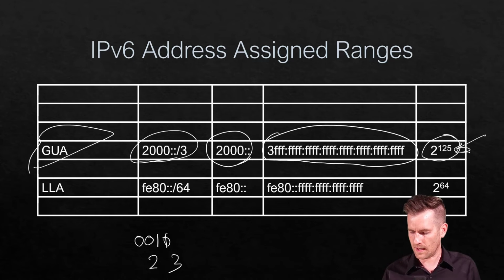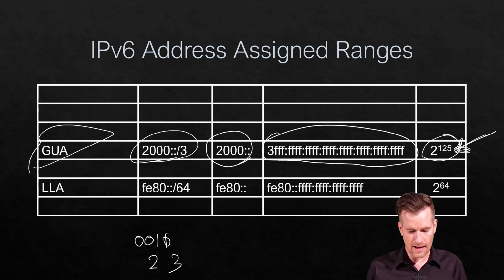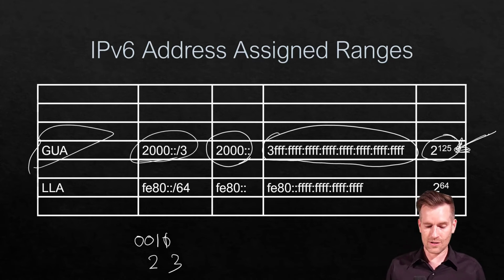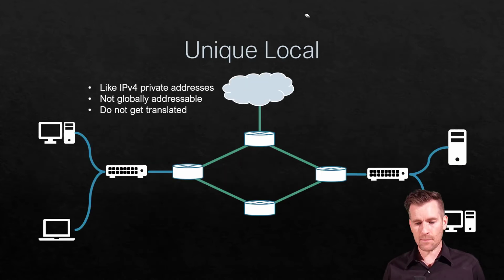So this gives us how many possible combinations there are with that. So that is a global unicast address. Next type of address we'll talk about is the unique local.